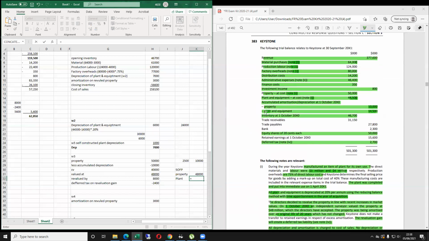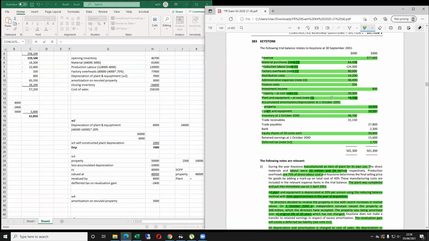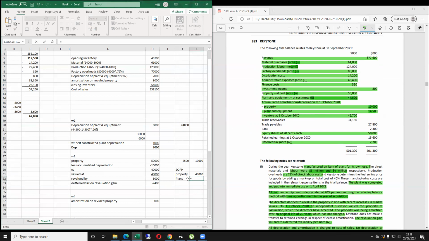44,500 from here. You can see this. 44,500 was the total, minus the depreciation up to the date. 14,500 we have already depreciated, which was given in the trial balance, and 6,000 more we are charging. So it means the carrying amount is 24,000 for the plant, the bought one.